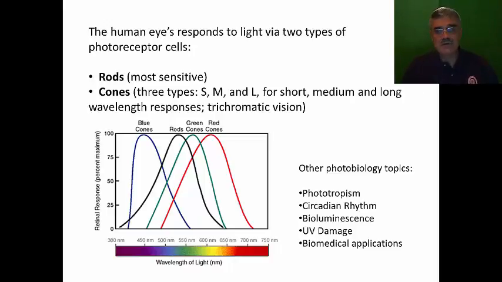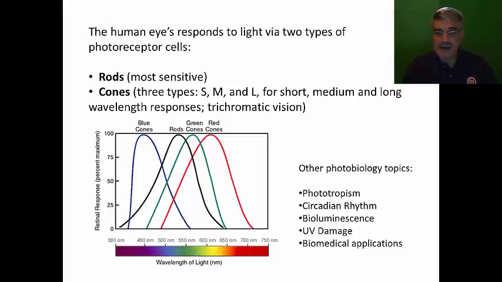Other topics in the area of photobiology. Phototropism, which refers to the ability of plants to grow towards a light source. Sunflowers will turn and face the sun. Circadian rhythm refers to various physiological or biochemical processes that seem to be related to the day-night cycle, so must in some way be related to either light or the absence of light. Bioluminescence, an example, we're talking about fireflies, of how some living systems can actually emit light.